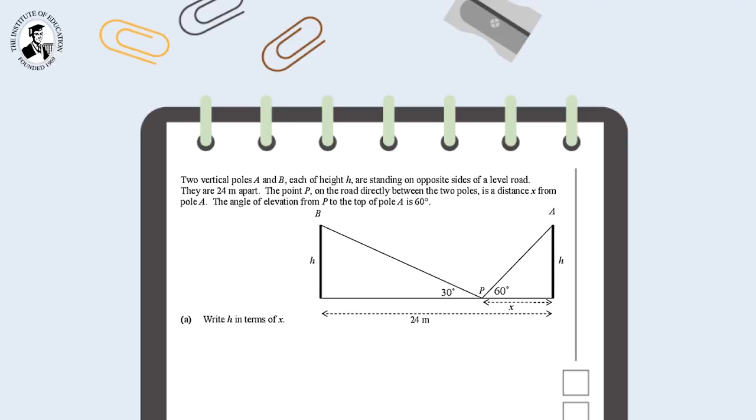Finally, we are asked to write h in terms of x. This means find h equals something, with the something on the right hand side having only x's and constant numbers in it. Let's take a look at our solution.